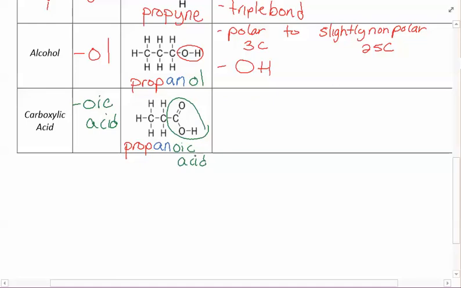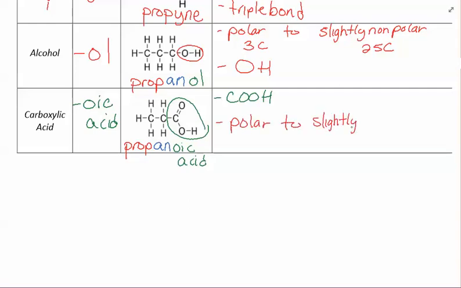So you'll notice in the carboxylic acid we still have the hydroxide, but we also have this carbon with a double bonded oxygen. You've seen these in biology and also in AP biology, but the big thing here is that you have this carboxylic acid group, which is sometimes referred to as COOH. That's what makes it a carboxylic acid. So it's not just a hydroxide, it's a hydroxide plus another oxygen. The other thing here is that this ranges again from polar to slightly nonpolar, depending upon how long the carbon chain is.